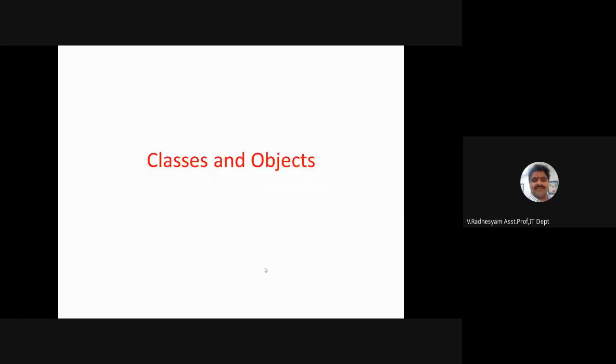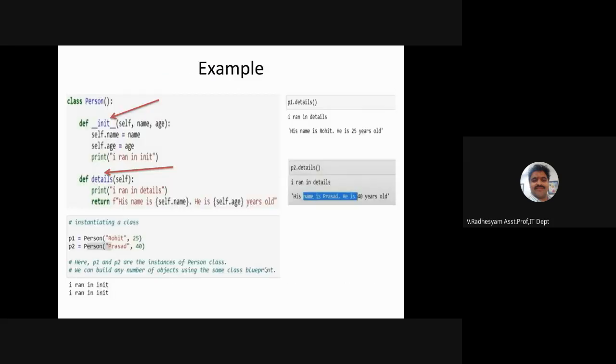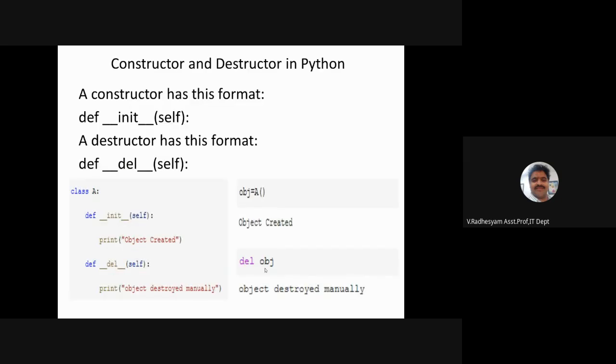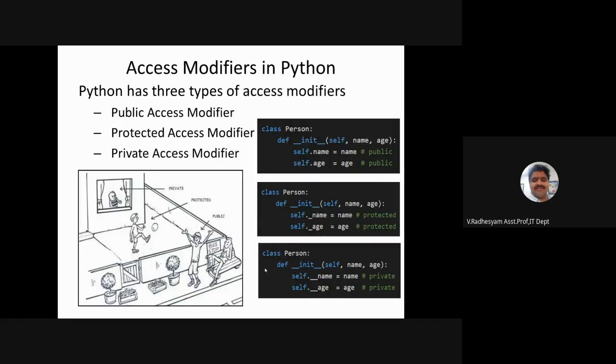So there are a few things we learned today. That is, what is a constructor, what is an example for constructor, what is a destructor, what is an example for destructor, what is the self coding convention, what are the access modifiers, that is public, private and protected. Public we can use anywhere in the program. Protected we can use inside of a class and its derived class. Private only inside of a class.